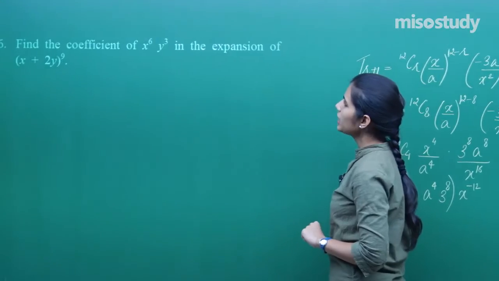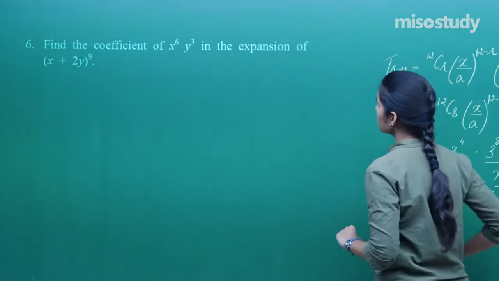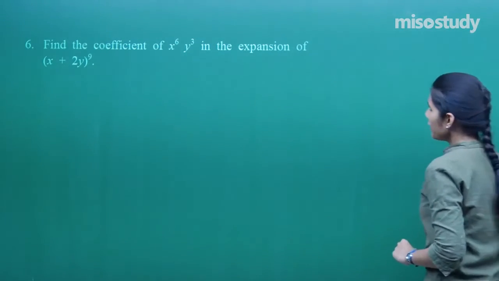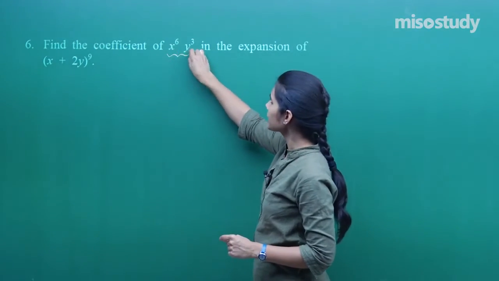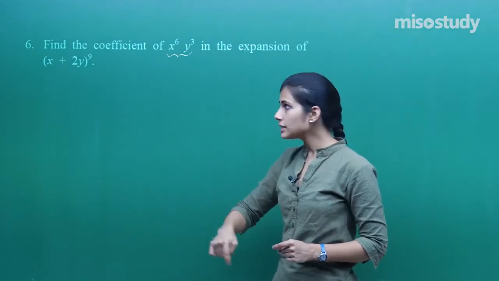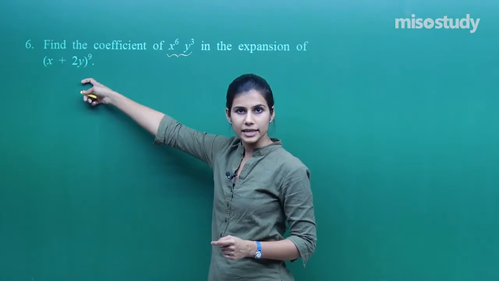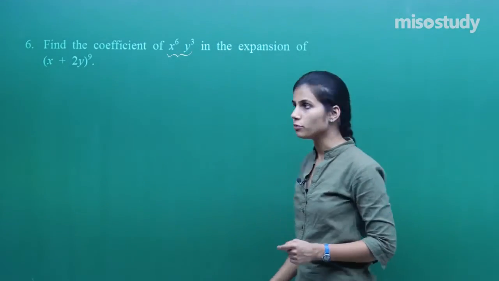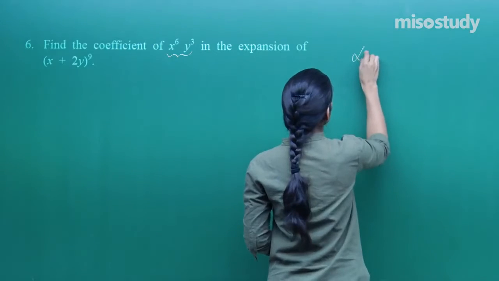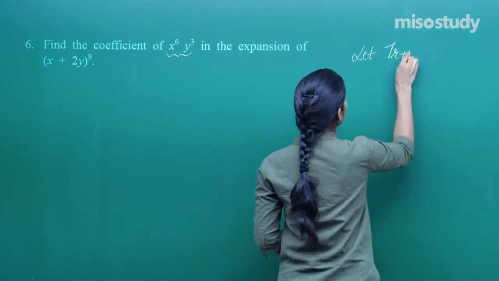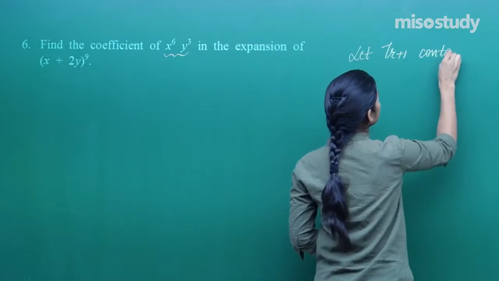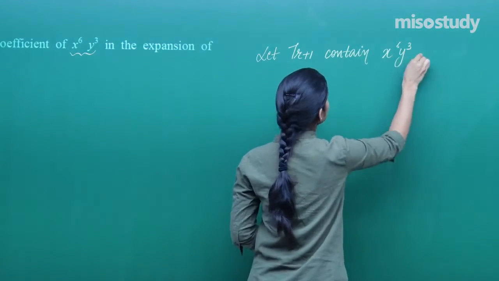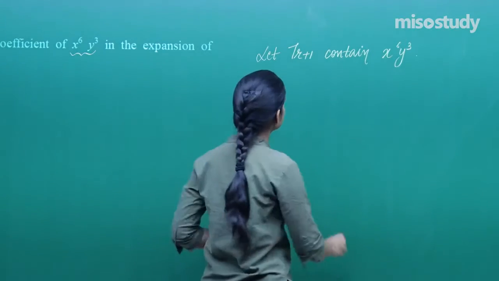Moving on to the next question, we have: find the coefficient of x^6 y^3 in the expansion of (x + 2y) whole to the power 9. If I need to find the coefficient of x^6 y^3, I am saying there is a term in the expansion of (x + 2y)^9 which contains the variable part x^6 y^3. That means let T(r+1) be the term which contains x^6 y^3.